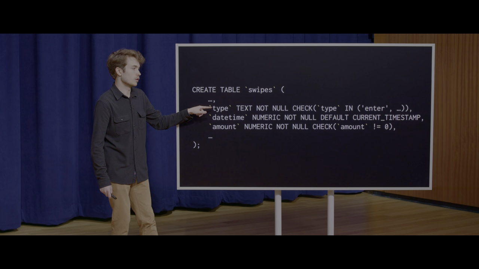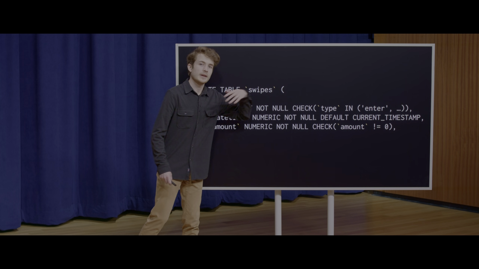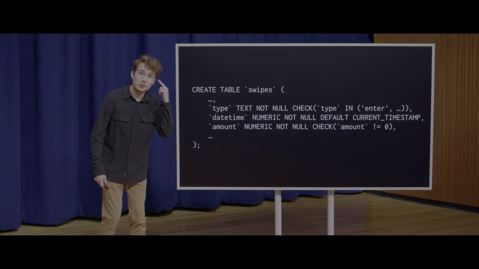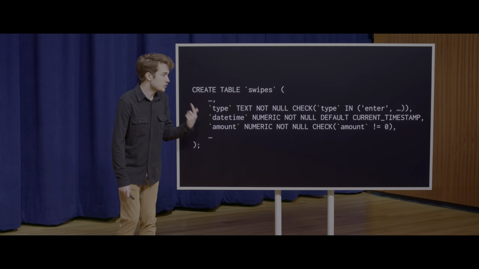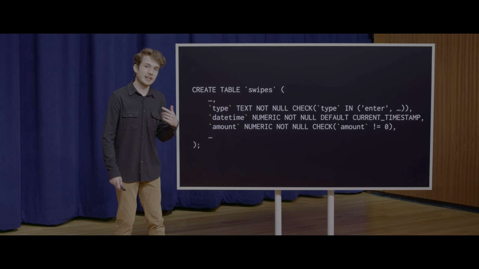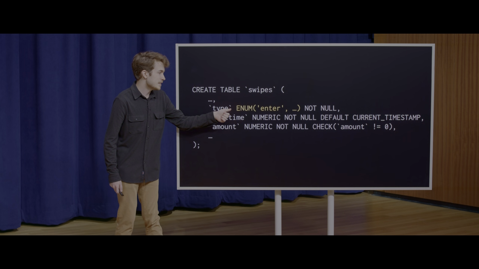This type column should only have some set of values like enter, exit, or deposit. And when you see that, you could think, I should probably use an enum to only store some values that are inside of this list. So I'll make this now an enum.